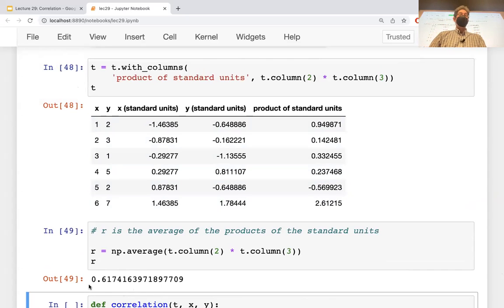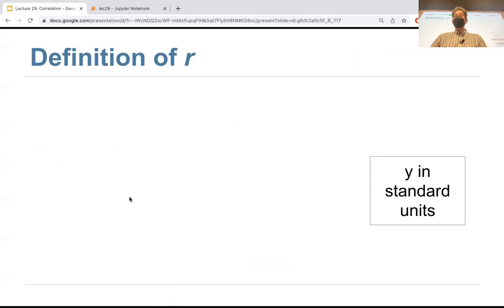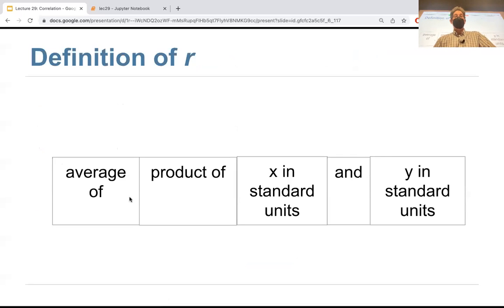It's still a positive linear association. And this is some description of how closely these dots are clustered around a straight line if you drew a line that got close to all the dots. So that's the definition of R. You have to find y in standard units, x in standard units, take the product, and then average those. Average of the product of x in standard units and y in standard units is the correlation coefficient, which is a measurement of linear association.